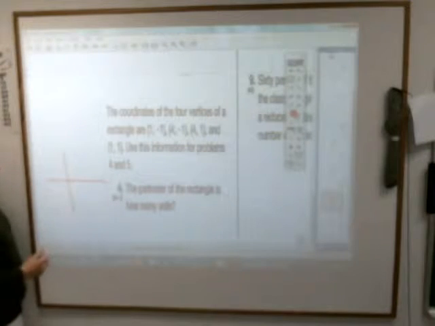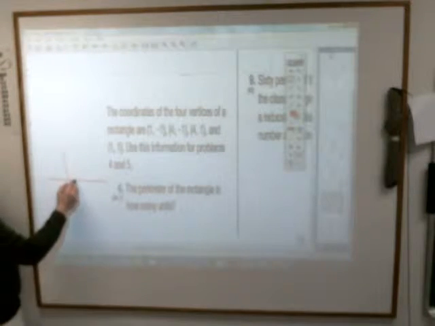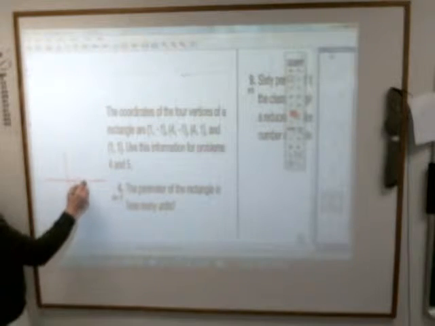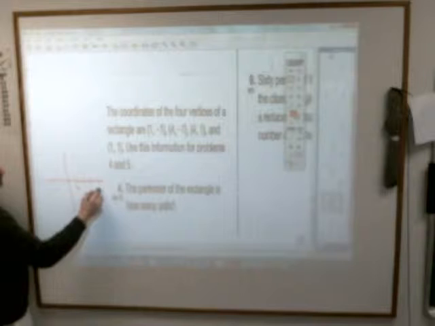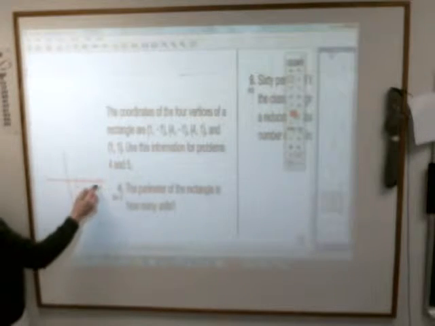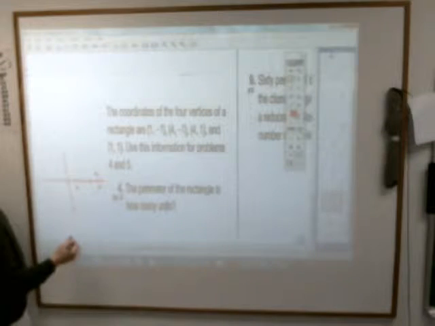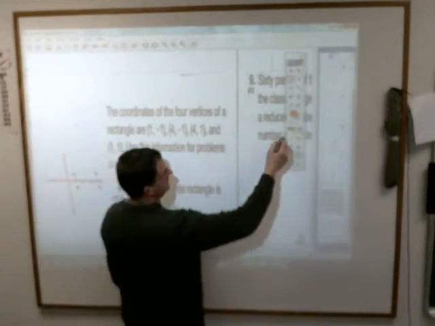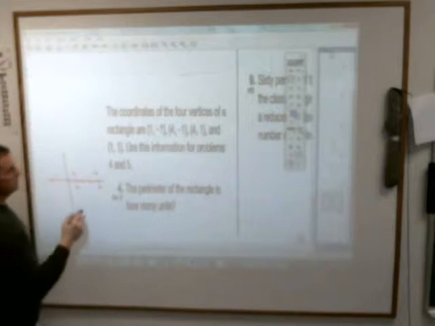Okay? You put your point 1, -1, which is right here. 4, -1, which is right here. 4, 1, which is right here. And 1, 1, which is right there. And you make that rectangle.